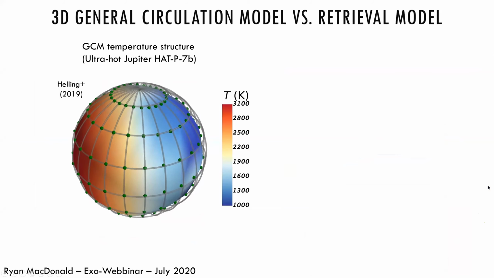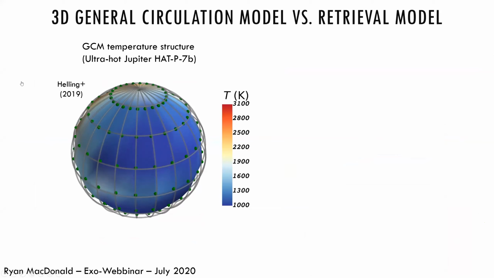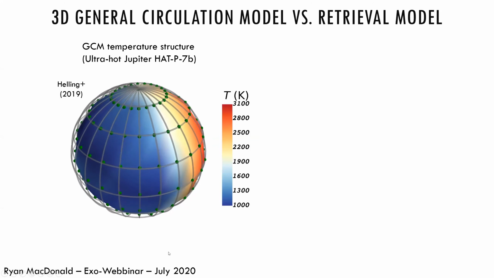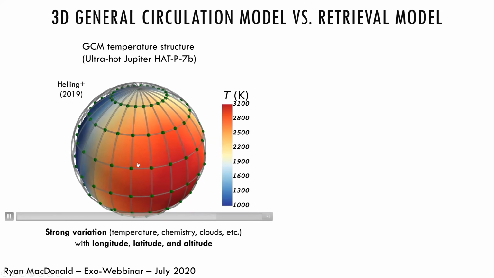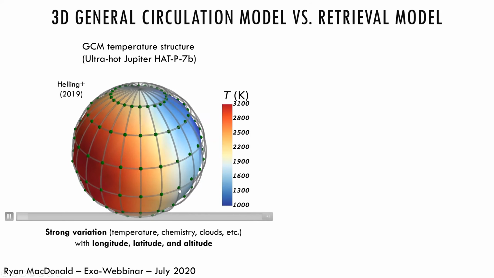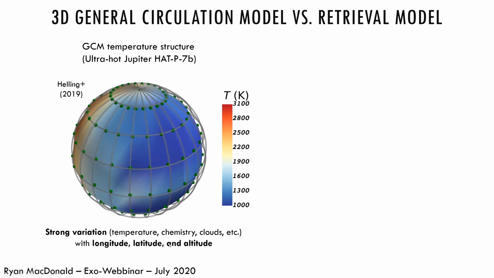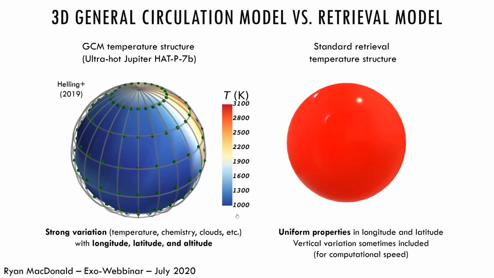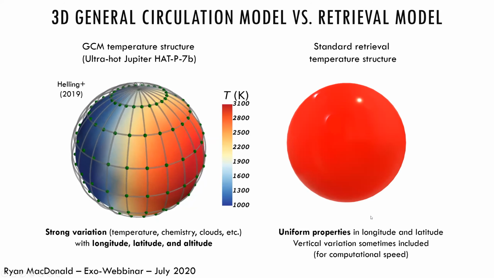Well, if we compare, for example, a state-of-the-art forward model from a GCM, for example, this one from Christian Helling's recent paper on the ultra-hot Jupiter HAT-P-7b, we can see from the temperature map that there are strong variations both in longitude and latitude between the day side, the night side, and between the poles. And there are also variations in altitude. But if we compare to state-of-the-art retrieval techniques, we just have a pretty much uniform blob, a single temperature as a function of longitude and latitude.